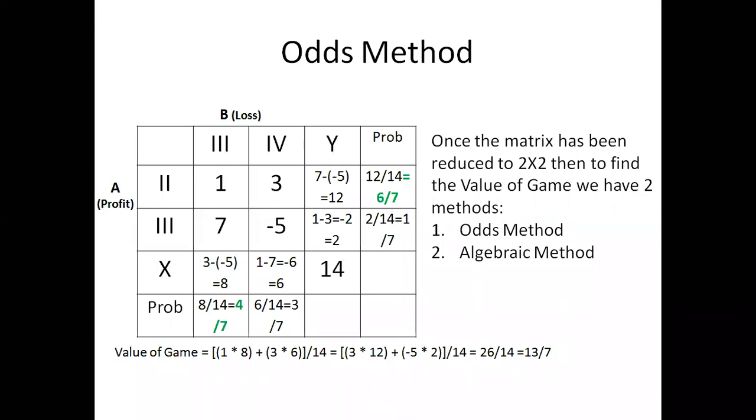Three. Which strategy will be selected? Three. Strategy 3. Why? Because it gives the least loss. Least loss. Yes. So strategy 3 will give the least loss. So you should have the reason.